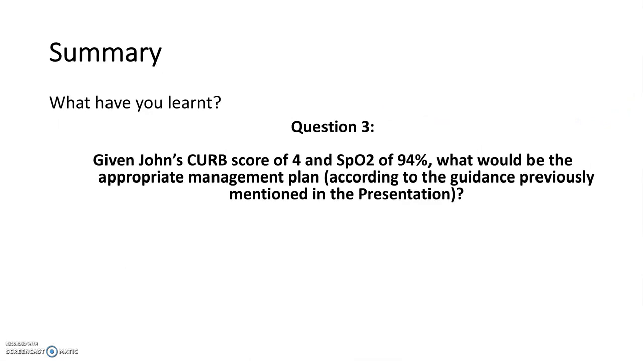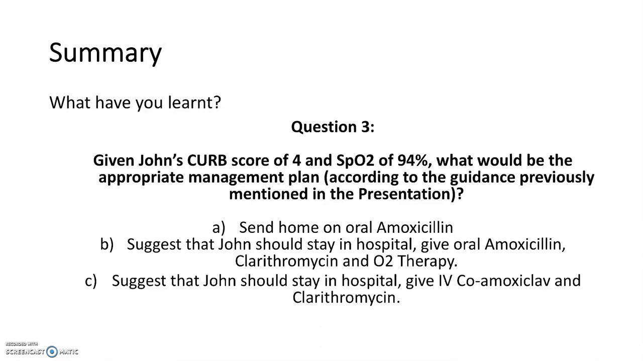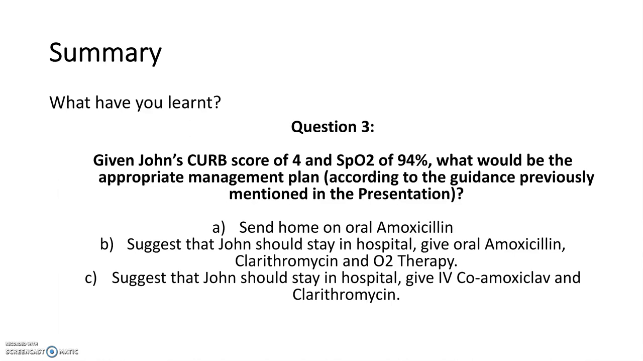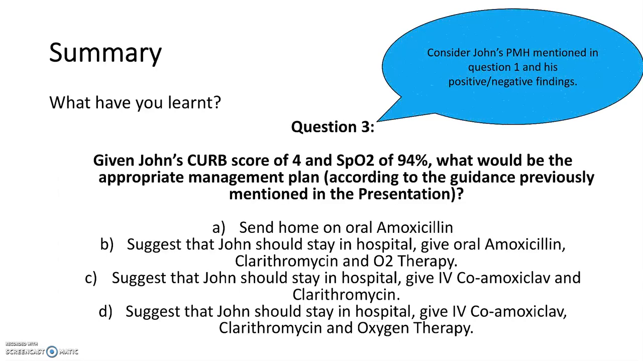So, given John's CURB score is 4 and his saturations are 94% on room air, which would be the most appropriate management plan according to the guidance based in this presentation? A, send home on oral amoxicillin. B, suggest that John stays in hospital, give oral amoxicillin, clarithromycin, and oxygen. C, suggest John stay in hospital, give co-amoxiclav and clarithromycin. Or D, suggest John stay in hospital, give IV co-amoxiclav, clarithromycin, and also oxygen therapy. So consider his past medical history findings in question 1. That will be helpful in answering the question.